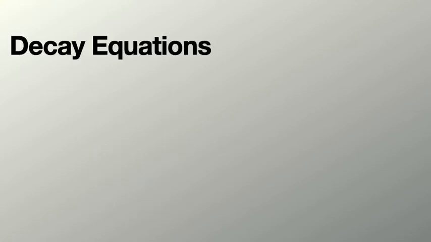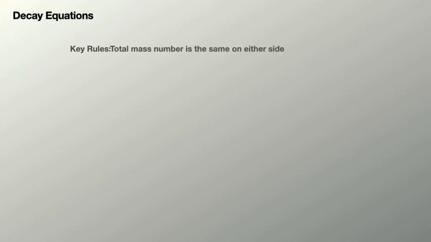Okay, so we can use these symbols to write decay equations. Key rules to remember when writing these: the total mass number must be the same on both sides of the equation because you can't make mass disappear. And the total atomic number will be the same on either side as well. Now that may sound surprising, but let's look at how that works.